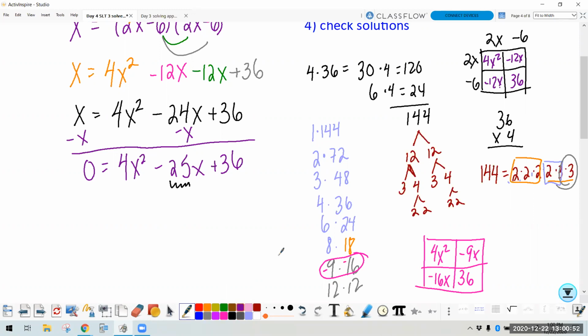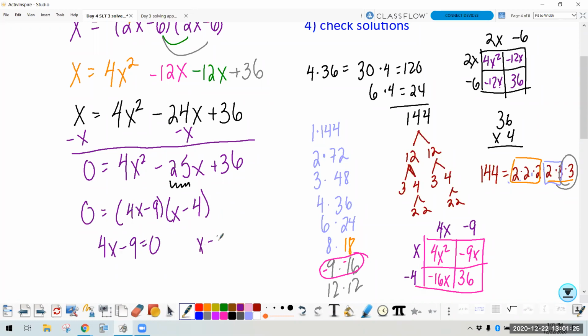So where do I want to start? Let me start with the 4x squared. Because I think if I make this 4x and 1x, then this would be negative 4. And this would be negative 9. And then that works. Ooh, we factored it. Set each factor equal to 0. And solve. And I'll pause there for a moment before we do step 4.